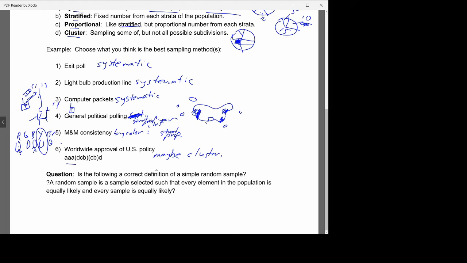And is the following correct? A correct definition of a simple random sample. So let me just come back and see. A random sample is a sample selected such that every element in the population is equally likely and every sample is equally likely. Is that true? You can see that's condition 1, but we left out of size n. So nope, is the answer to the question. It needs this part, because a sample of size 20 would maybe not be as likely as a sample of size 3 or something like that.